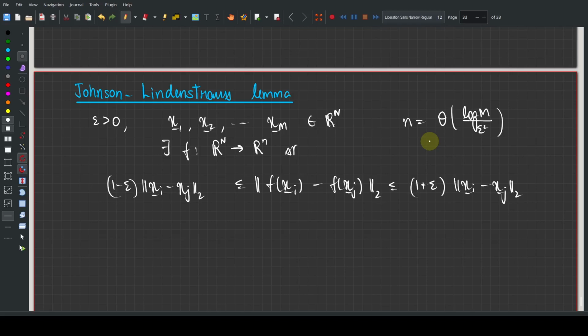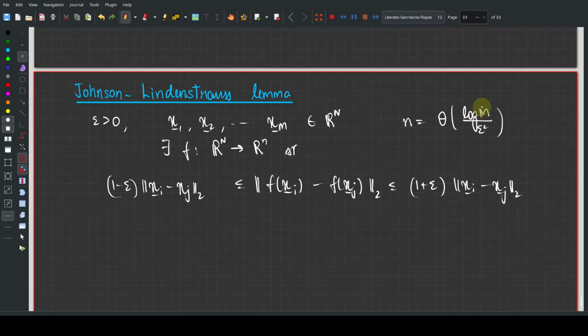So your original space could be a really large dimensional space, maybe like a billion. But as long as you don't have too many points, let's say you have 1 million points in a billion dimensions, and I have a certain epsilon, then I can project it down to a much smaller dimensional subspace, whose size is independent of the dimension of the original space. But the point to keep in mind is that it depends on the number of points as well as epsilon.